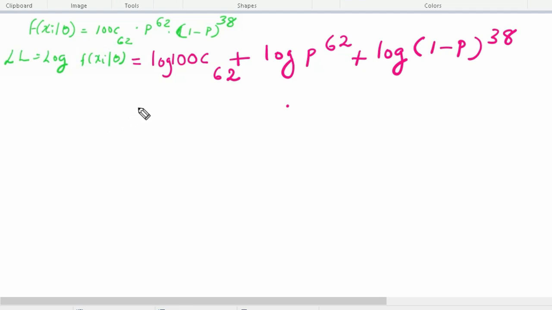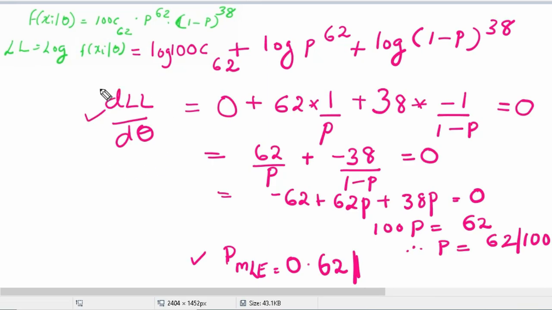Now in order to find the maximum likelihood estimate, we have to differentiate LL with respect to theta. First we apply the logarithm, then we apply differentiation. This term is a constant, so it will become 0. Plus, taking the derivative of the next term, we get 62 into 1 by p. The next term gives 38 into minus 1 divided by (1 minus p). And we equate it to 0.